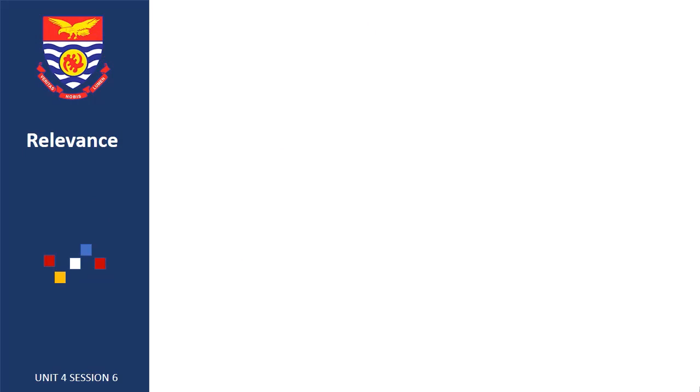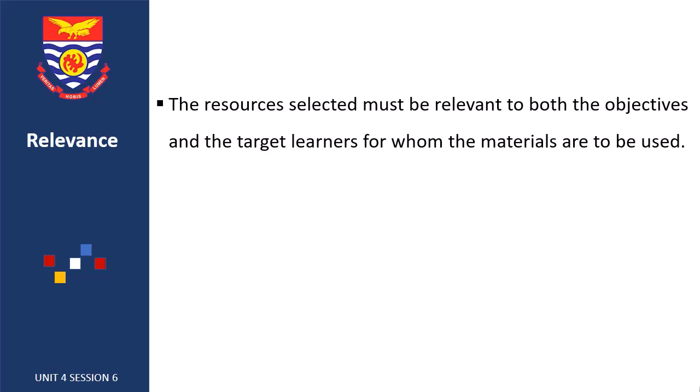So relevance. When we say something is relevant to a situation, then it means that it is relevant to both the objectives and the target learners for whom the materials are to be used. So if it is relevant, then it should be able to help you achieve the stated learning objectives. It should be able to suit the level of the learners. The learners should be the target of the material that you want to use.